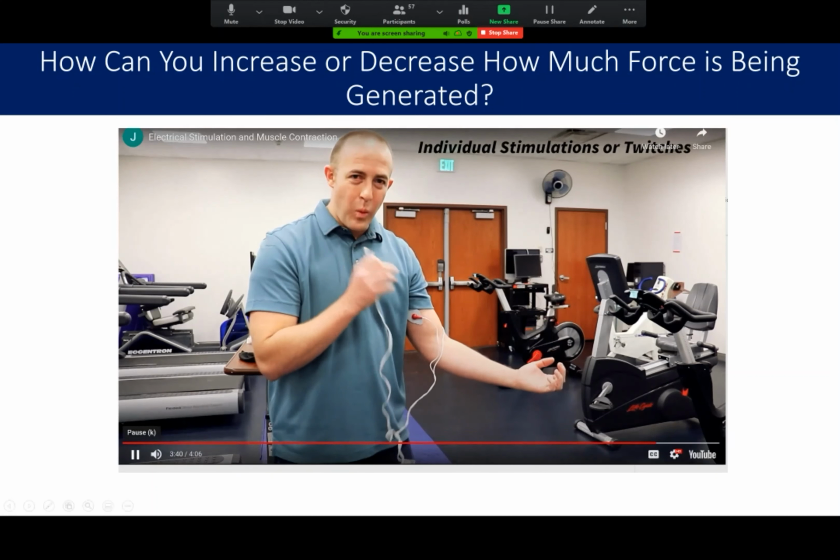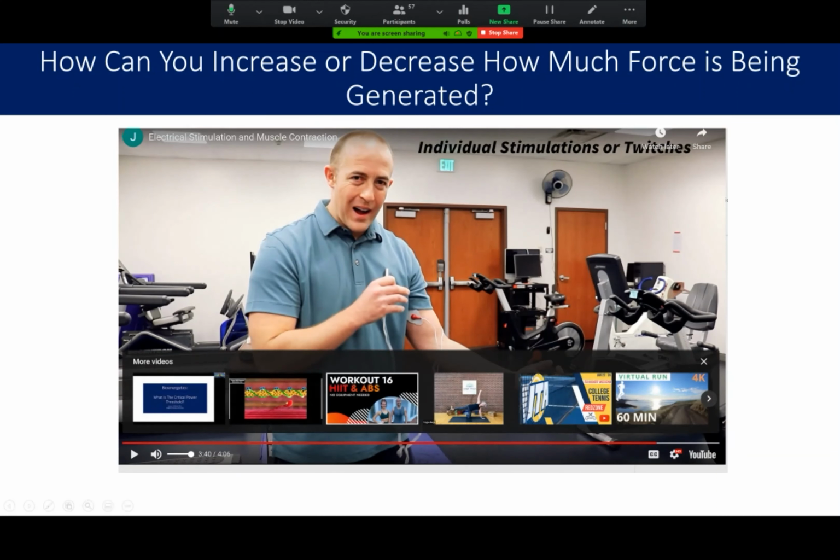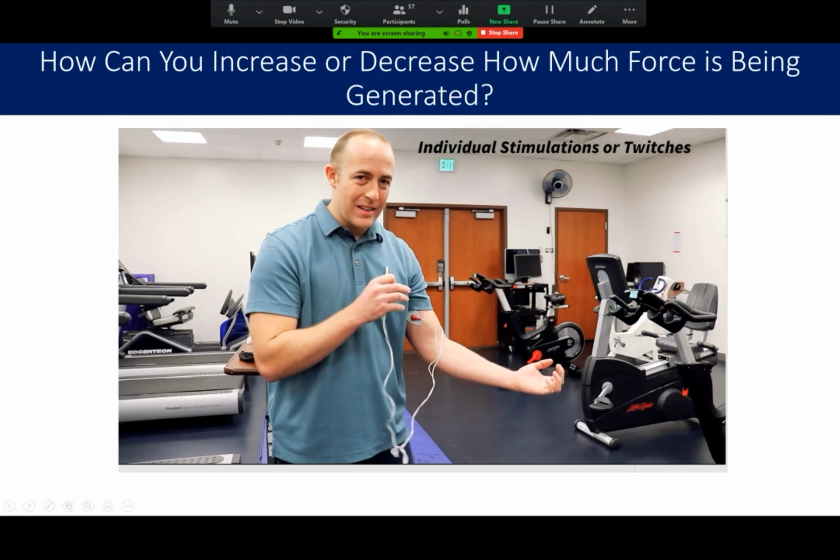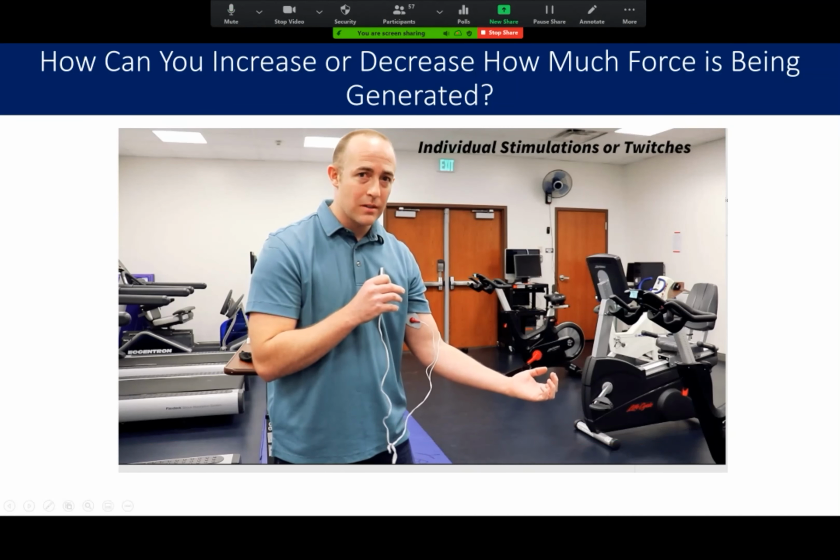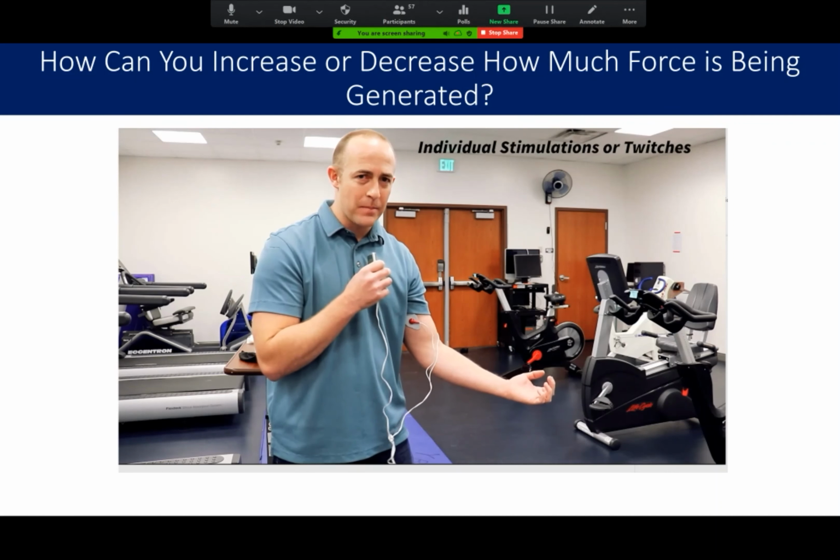So the question is, let me rephrase that. The electrical stimulus is the same. It's reaching the same number of muscles, right? It's just as intense. The difference is the frequency. Why is it not causing a full flexion? Why can't I get a full contraction here?